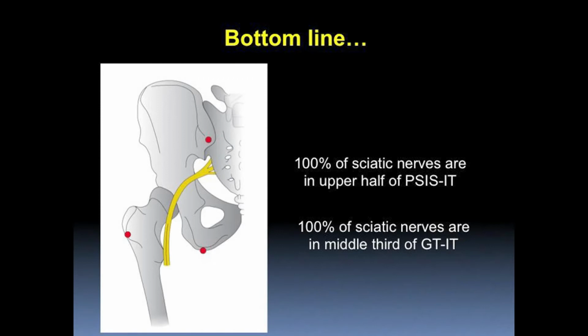In conclusion, what we found was that all of the sciatic nerves lay in the upper half of a line from the posterior superior iliac spine to the ischial tuberosity, and that all sciatic nerves lay in the middle third of a line between the greater trochanter and ischial tuberosity.